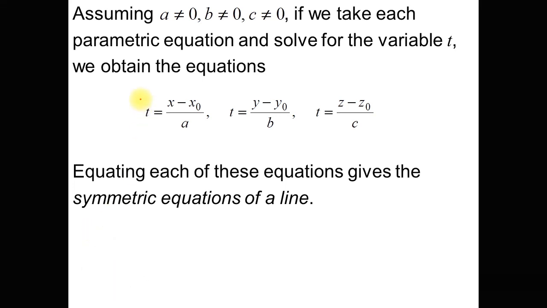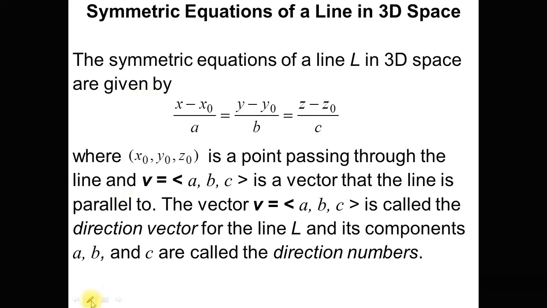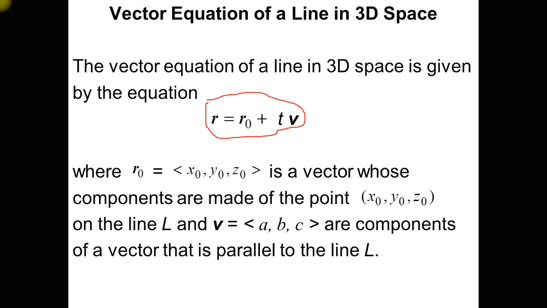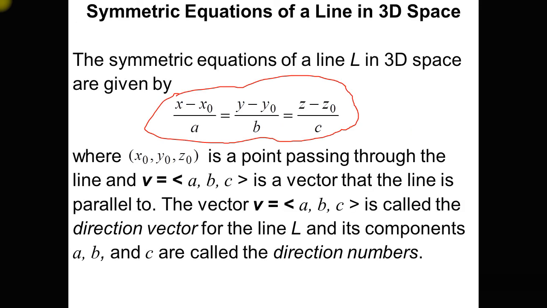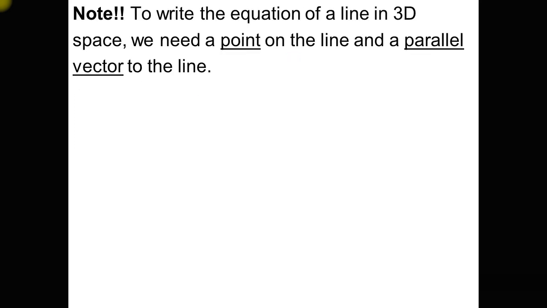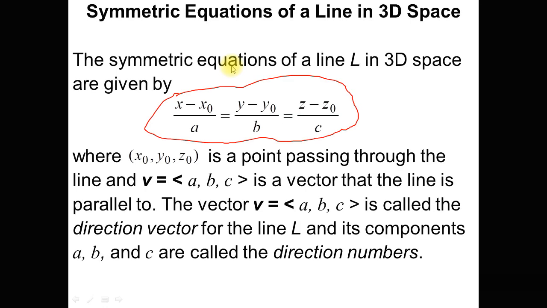So this is the equation of a line in symmetric form: (x − x₀)/a, (y − y₀)/b, and (z − z₀)/c. For each case, the equation of a line in vector form, in parametric form, and in symmetric form, we need one initial point and one parallel vector. When we have one initial point and one parallel vector, we can easily find all these three types of equation of a line.